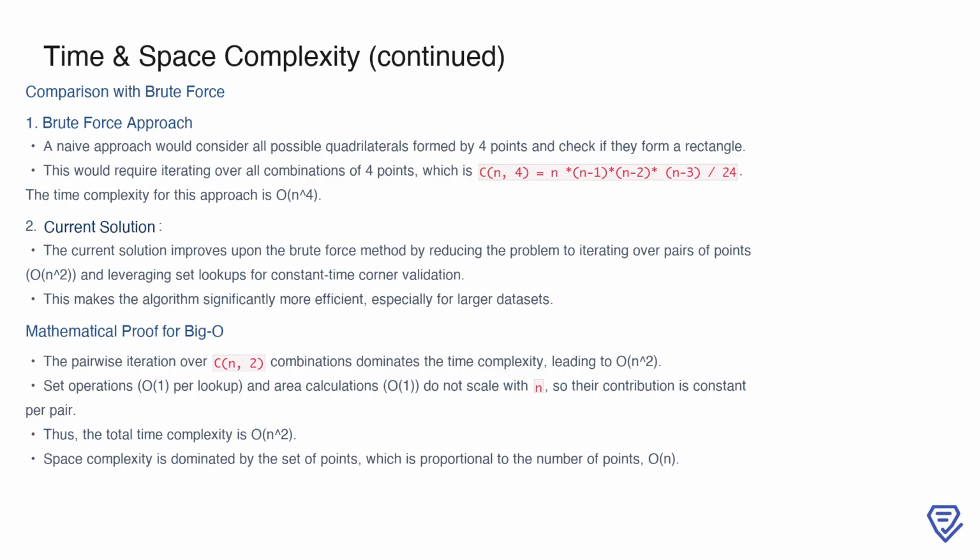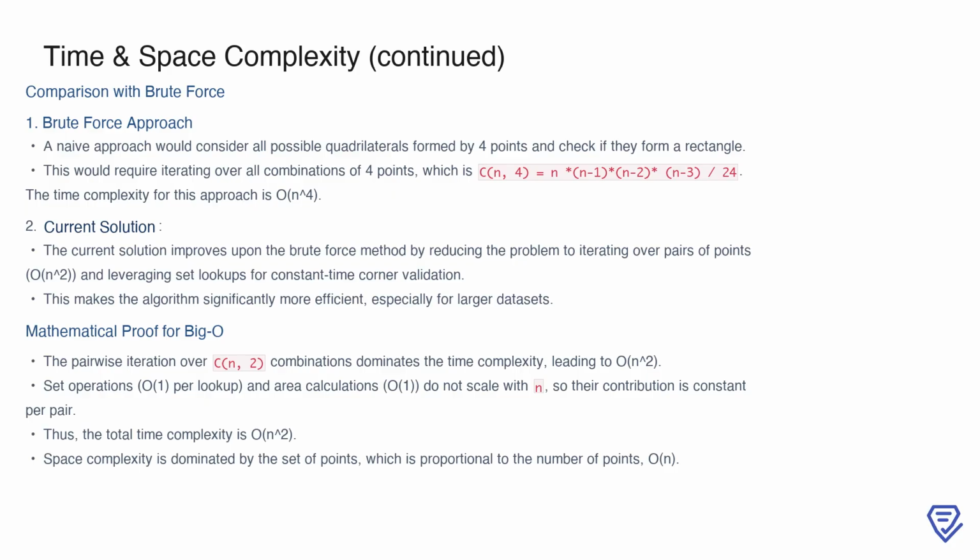A naive approach would involve considering all combinations of 4 points and checking if they form a rectangle. This requires evaluating (n choose 4) combinations, which results in a time complexity of O(n^4). In contrast, the current solution improves significantly by focusing only on pairs of points as potential diagonals. This reduces the problem to O(n squared), with constant time set operations for corner validation. This improvement is particularly impactful for larger datasets.